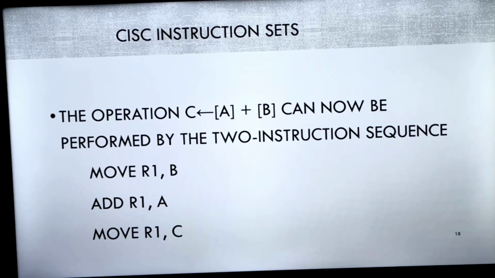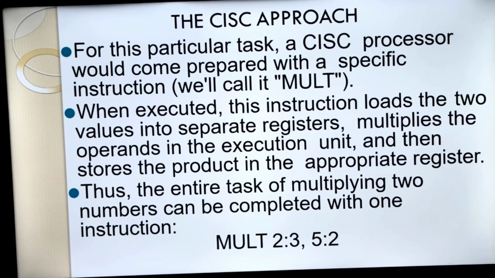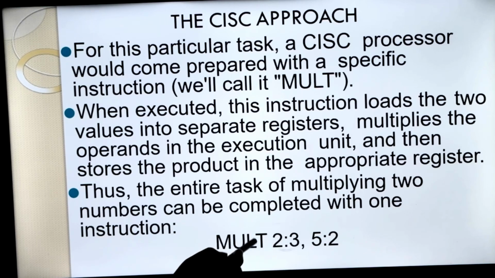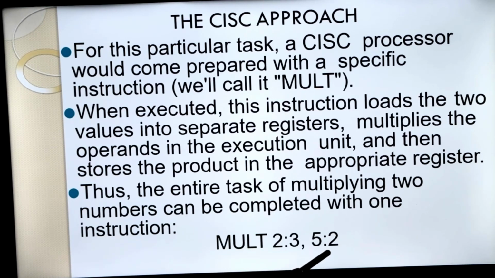Now let me take one more example. It will be more clear for you. Suppose I want to perform one multiplication operation. What is the multiplication operation? Maybe I have some data in my memory location 2, 3, meaning row number 2, column number 3, and row number 5, column number 2. So I have these two data in my memory.